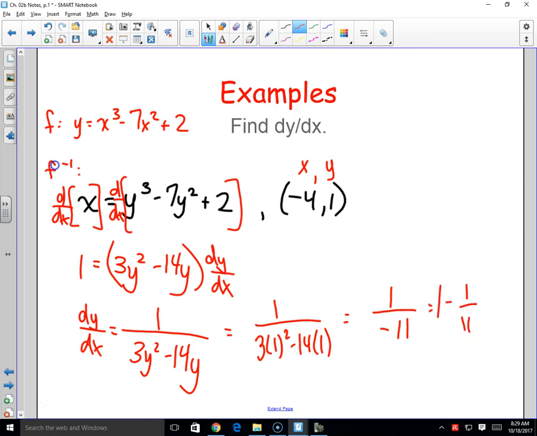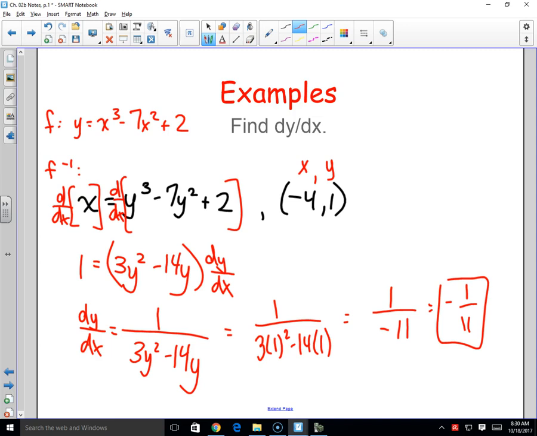Negative 11. Oh, so it is the slope. You were just thinking switch because that's what we do. If they had said f inverse, we would have switched. So my directions, you were right, but I wrote the wrong directions. I had to go to the book real fast.